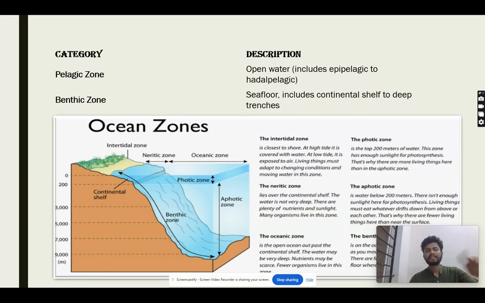After that comes the benthic zone. The benthic zone is the bottom zone, the seafloor, which includes the continental shelf to the deep trenches, as this figure also represents the various zones. The horizontal division as well as the vertical division are all discussed in this figure, as I discussed: the intertidal zone, neritic zone, oceanic zone, benthic zone and everything.